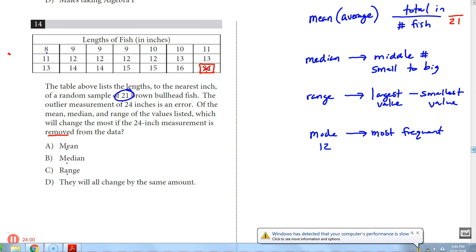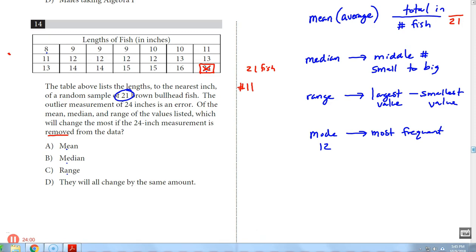And then which one, let's see, the median. Will the median change? Well, let's try to find the middle. So the middle of 21, if I have 21 fish, the middle fish would be fish number 11. That would be exactly in the middle. That would put 10 below and 10 above. So 1, 2, 3, 4, 5, 6, 7, 8, 9, 10, 11. So this is the median. This is the middle number. And actually, if I took the 24 out of there and I had 20 fish, the middle would now be like 10.5. It'd be halfway between 10 and 11, which wouldn't change at all. So it looks like the median will not change at all. So that one's not in there.